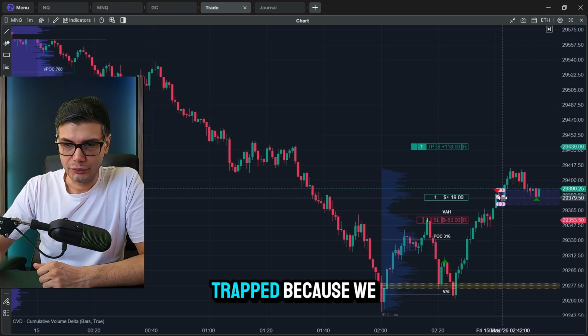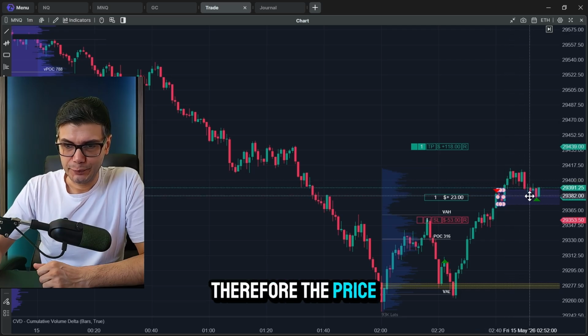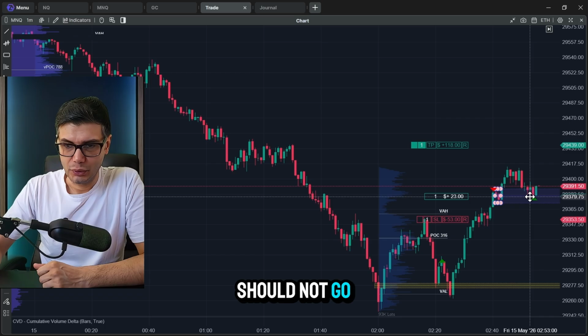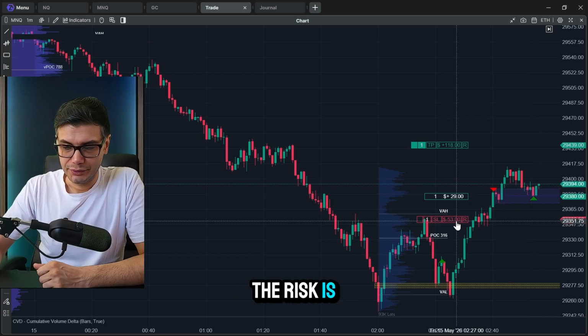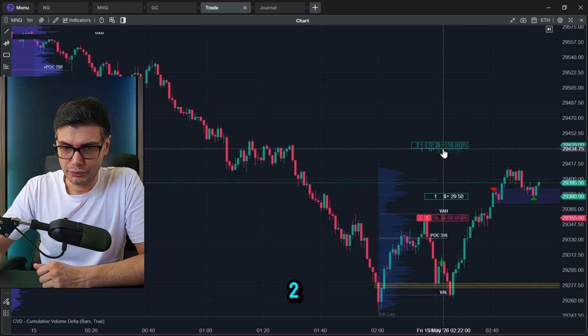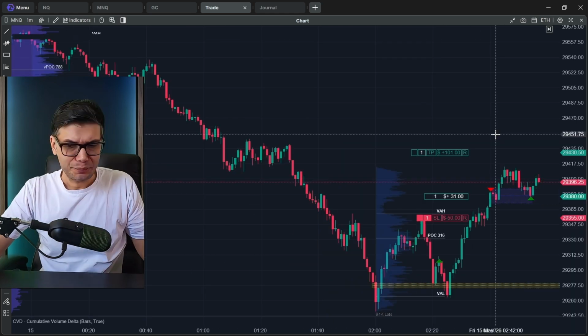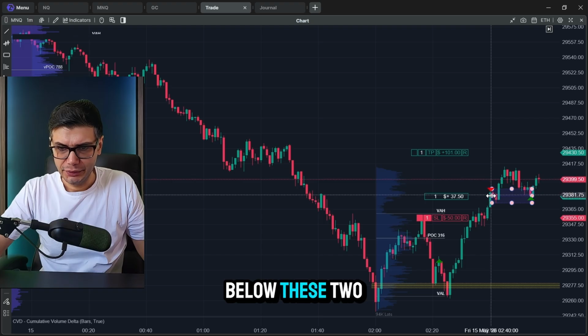These 2 are trapped because we know the price went above it. Therefore, the price should not go below 50% of this range. The risk is $50. The profit should be 1 to 2. I can move the stop below these 2 red candles.